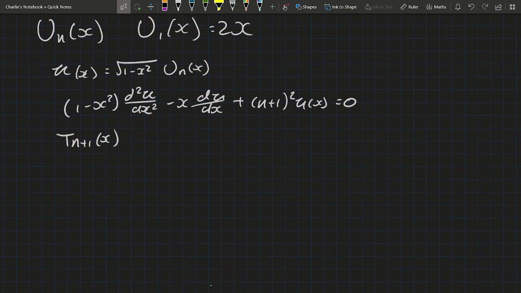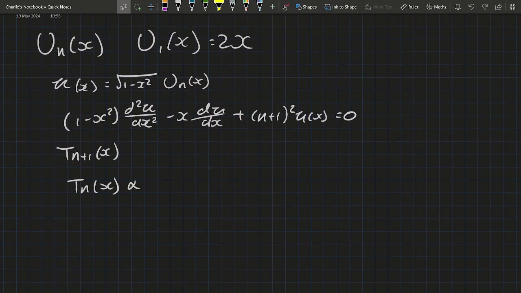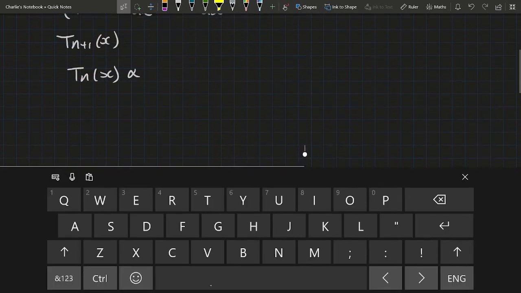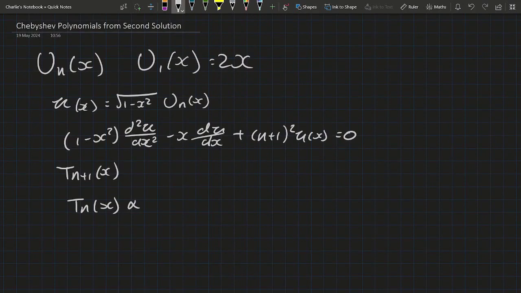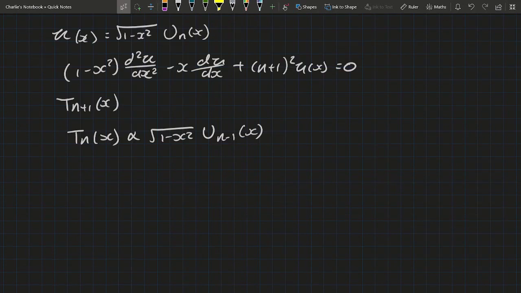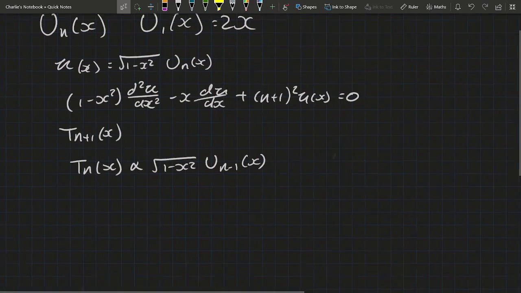Immediately, this tells us that the Chebychev polynomials Tn of x must be proportional to, at least, the solutions little u of x for n minus 1, i.e. it's proportional to square root 1 minus x squared times U n minus 1 of x. Now, to find the Chebychev polynomials Tn of x, we can use the second solution formula.